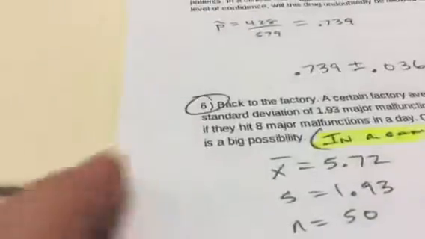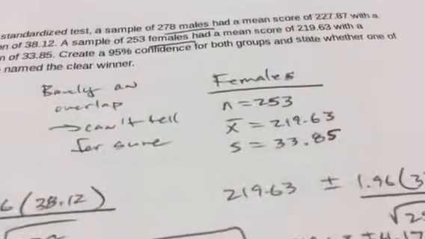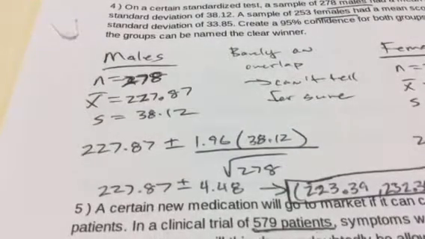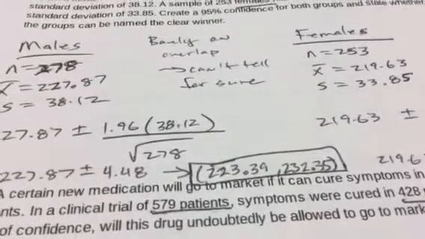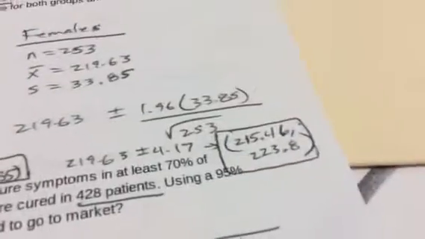All right, folks, on the next one here, number 4, we have the males versus the females. That's the data for the males. There's the data for the females. Again, we have a sample mean, same formula as the last question. The males have a margin of error of 4.48. That is their confidence interval, 95% level of confidence. Females have a margin of error of 4.17. That is their confidence interval.